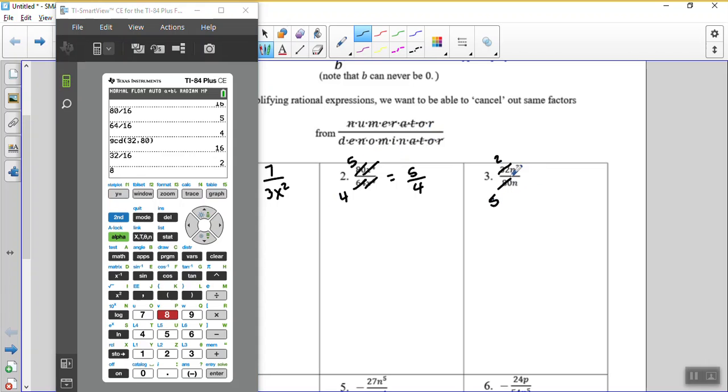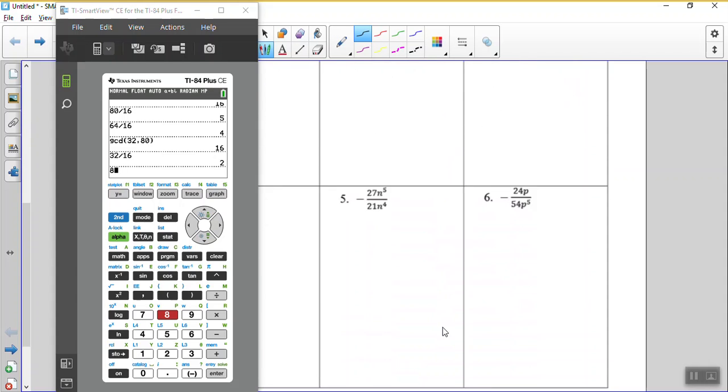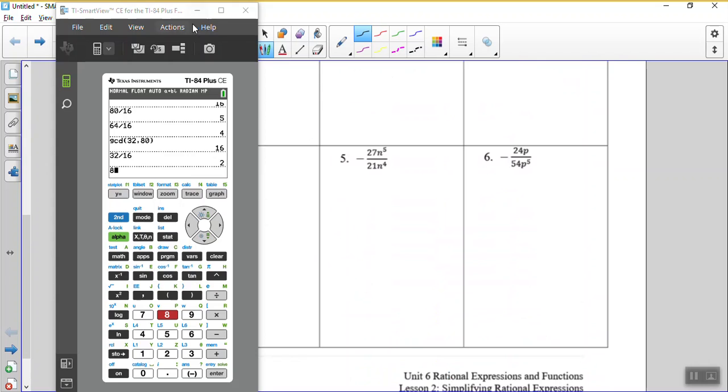And let's look at the variables. You have n cubed and n in the denominator. So if I take out an n in the denominator and take out an n in the numerator, you have n squared left. So you have 2n squared over 5. Okay? And then here's some more examples for you to try.